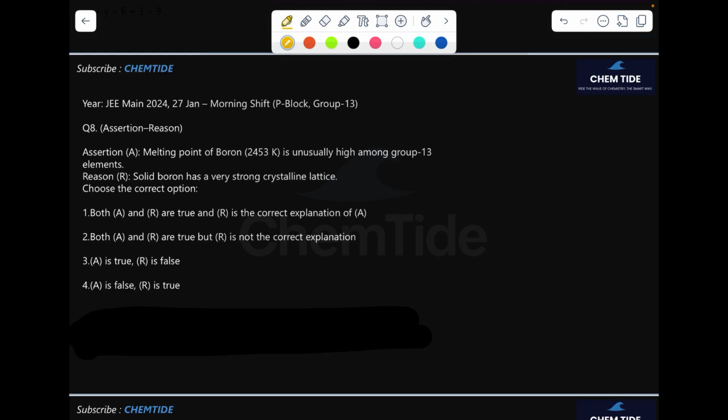The melting point of boron is usually high among them, and solid boron is a very strong crystalline solid. Basically, both are the right answer. Here, boron has the higher melting point and it's a strong solid. So both are true, and R is the right explanation of A.